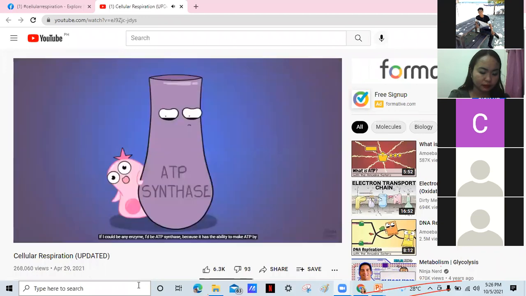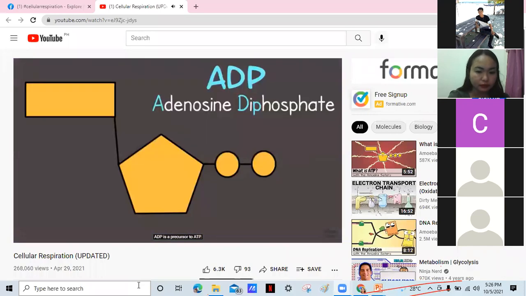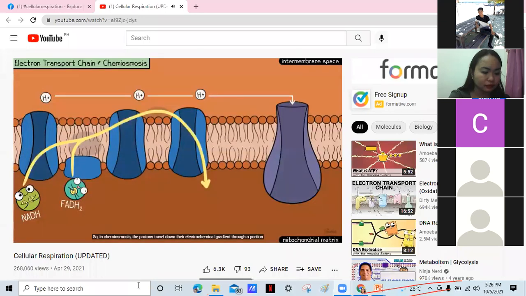If I could be any enzyme, I would be ATP synthase, because it has the ability to make ATP by adding a phosphate to ADP. ADP is a precursor to ATP. ADP has 2 phosphates, but if it obtains a 3rd phosphate, it becomes ATP. So in chemiosmosis, the protons travel down their electrochemical gradient through a portion of the ATP synthase, powering it to make ATP, the ultimate goal.